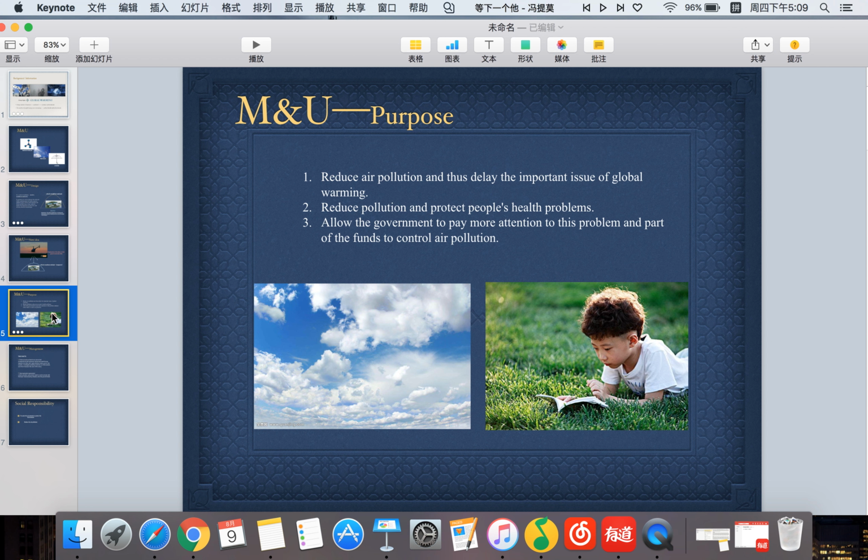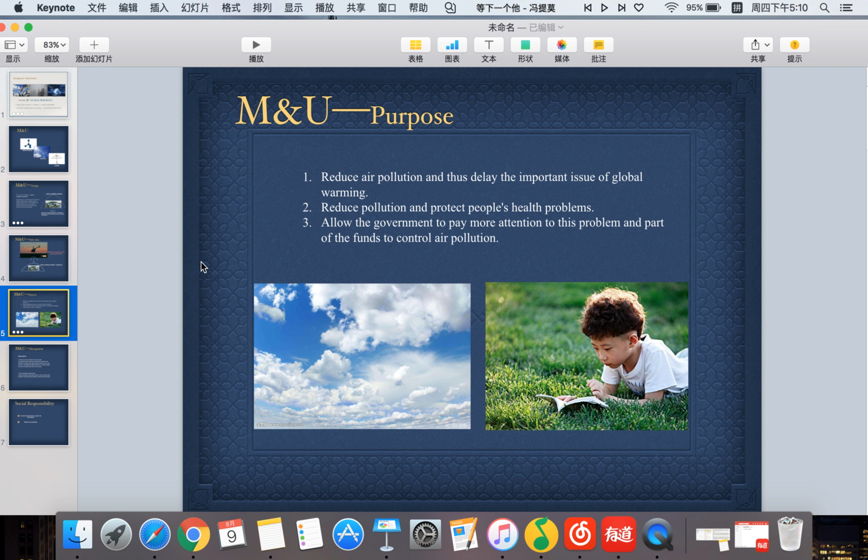And next, I will move to my purpose. For this design, my goal is to reduce air pollution and delay the important issue of global warming. In China, because of the large and dense populations, the factories are close to people's residences. Because of continuous development of the economy, more factories and manufacturing industries have emerged, and people have been harmed.